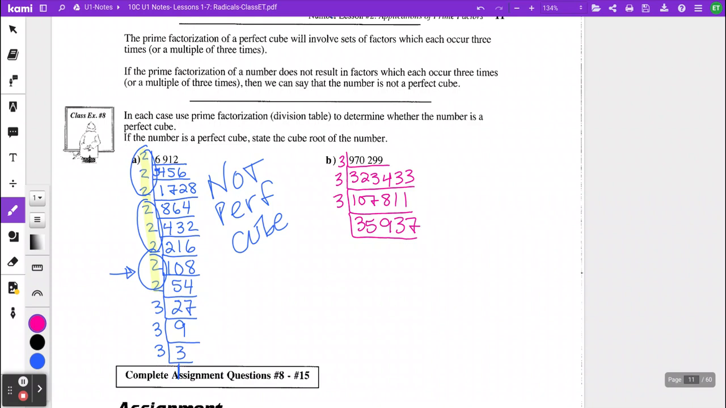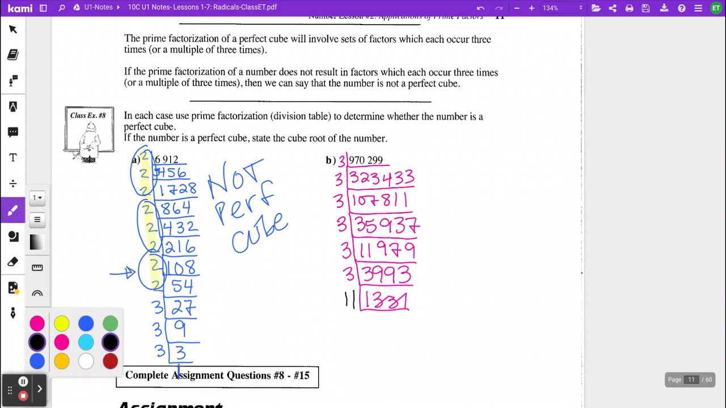Again, an odd number. Always check 3. If 3 doesn't work, go to 7. Why wouldn't you check 5? Because it doesn't end in a 5. So this one does divide by 3 to give us 11,979. That ends in an odd number, so we divide it by 3 to give us 3993, which will definitely divide by 3 to give us 1331. Now for that one, we try dividing by 3, which didn't work, 7, which didn't work, and 9, which doesn't work. Then divide by 11, and we get 121.